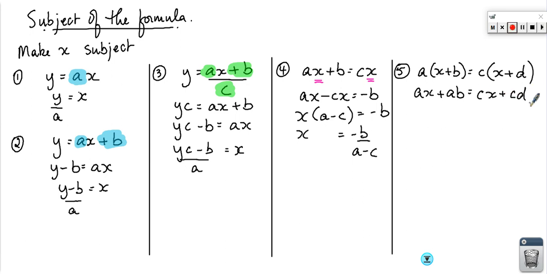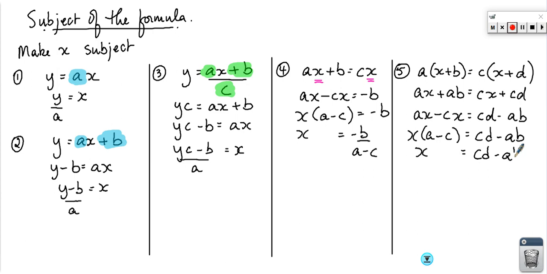Now, I'm going to place all the terms with x on one side and the others on the other side. So ax minus cx equals cd minus ab. Now, removing x by common factor, taking out x, I get a minus c equals cd minus ab. So x is equal to cd minus ab all over a minus c. And that is our final result.